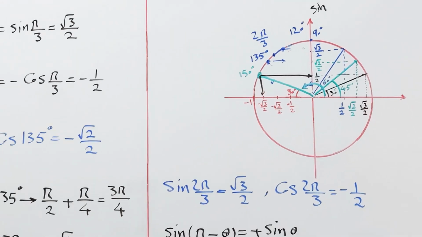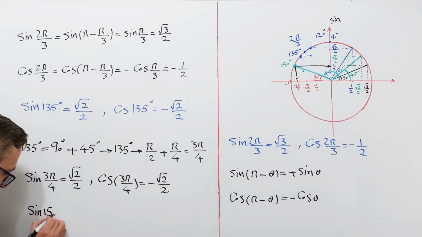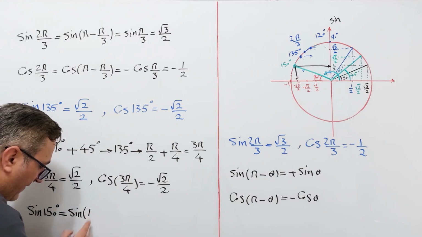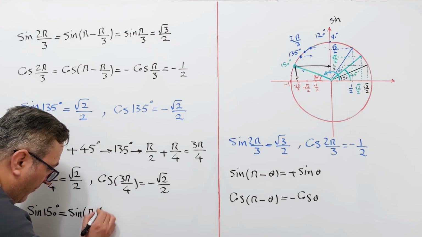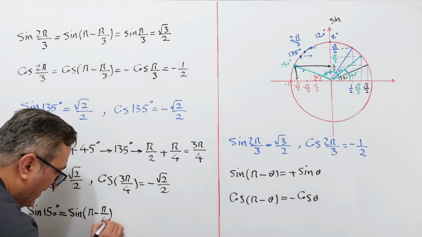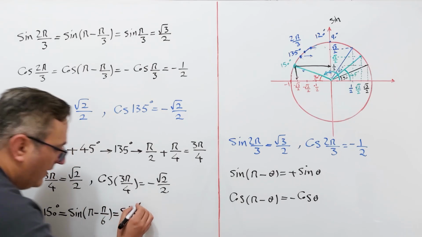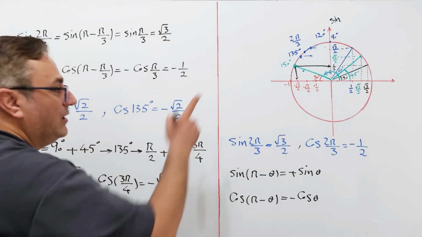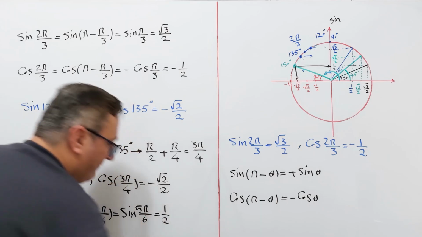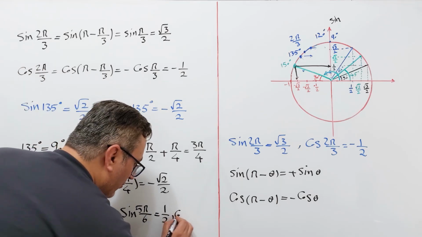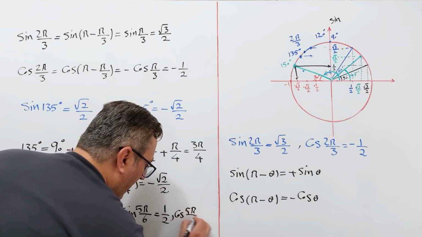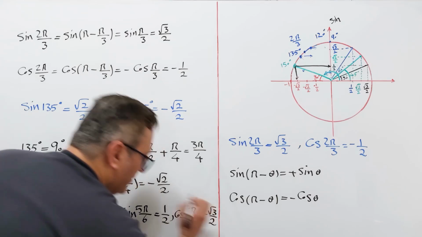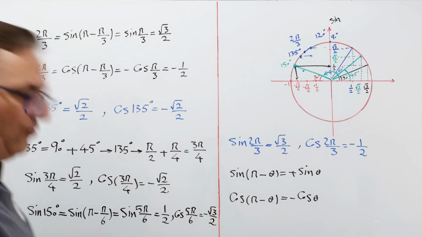So sine of 150 degrees is equal to sine of, if I say in radians, pi minus pi over 6, which is equal to sine of 5 pi over 6, which is equal to 1/2, and cosine of 5 pi over 6 is equal to minus the square root of 3 over 2. Okay?